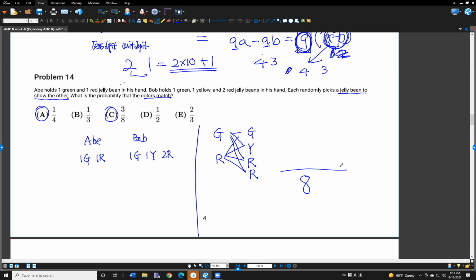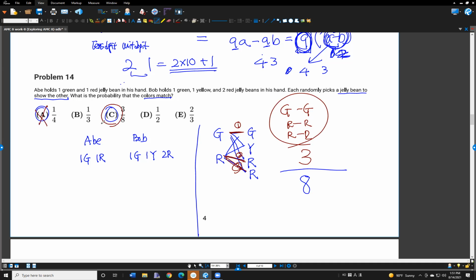So how many of these have the matched color? I'm going to check. Green is matched, 1. All others are different. What about this red? This red is matched. How many? 1, 2, 3, right? Only 3 cases matched. I'm gonna write that. Green, another red, and red over here, right? Only 3 matched.